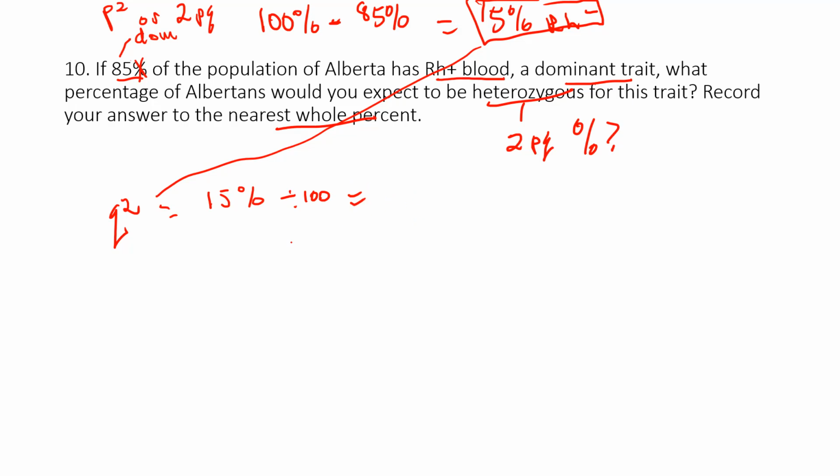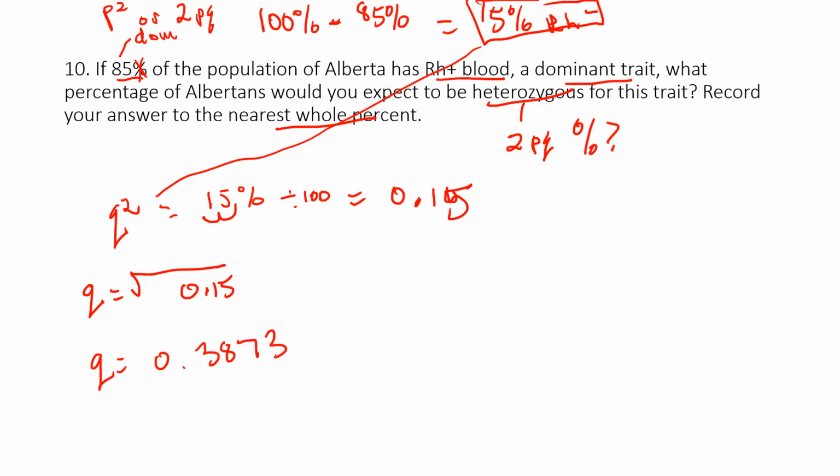So move it over to the left two places, and that becomes 0.15 for Q squared. Now, they want to know hetero, so we're going to have to use that and find P. But we need to find a single Q, and we do that by square rooting 0.15, and that gives us a single Q, so we can go find P now. So that becomes 0.3873. We'll carry about 4 decimal places, should give us a correct answer.